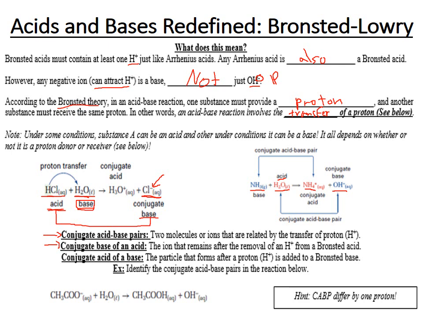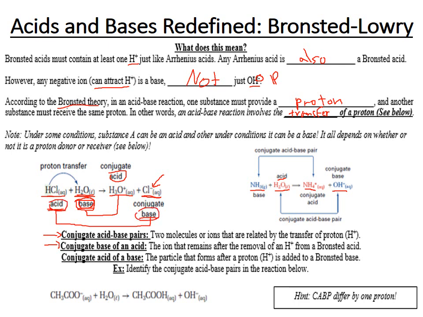Water received an H. It was a base. Now we have H3O plus over here. This H3O plus can lose an H now. It can go backwards and maybe get rid of that H, give it back to Cl perhaps. So now that H3O plus has become an acid, H2O is a base, H3O plus is an acid. So these here are conjugate acid-base pairs. This is the conjugate acid of the base H2O. This here is the conjugate base of the acid HCl.